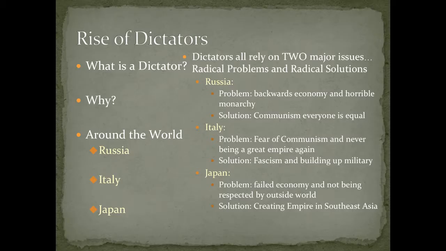And finally, Japan. Japan had a failing economy. It was costing them too much money, and they didn't believe that they were being respected by the outside world. And so their solution was to create a massive empire under the old samurai ways. They were going to conquer Southeast Asia, and they were going to show the world that they should be respected and that they were just as good as any other country.